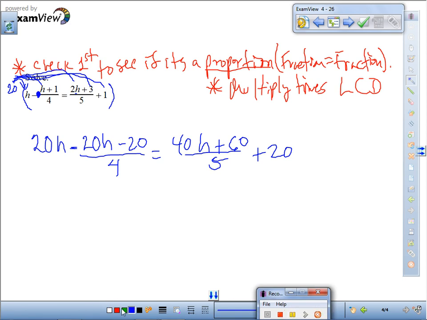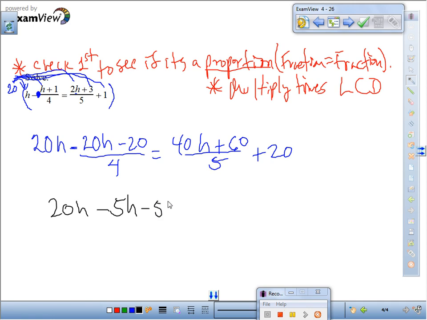Let's simplify this. So then 20h, I just bring that down, minus, what is 20h divided by 4? 5h. Negative 20 divided by 4, that's negative 5, equals 40h divided by 5, that's 8h, plus 60 divided by 5, that's 12 plus 20. So now we have an equation without any denominators or fractions. Now we can simplify each side.